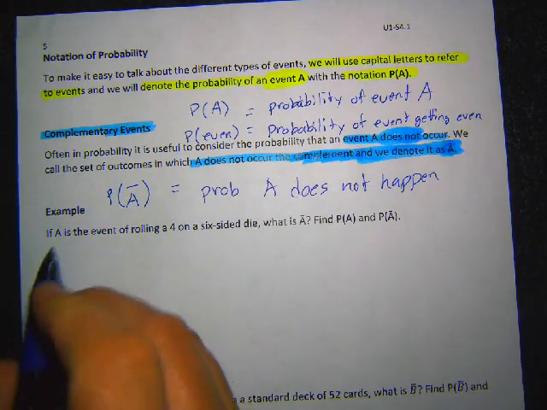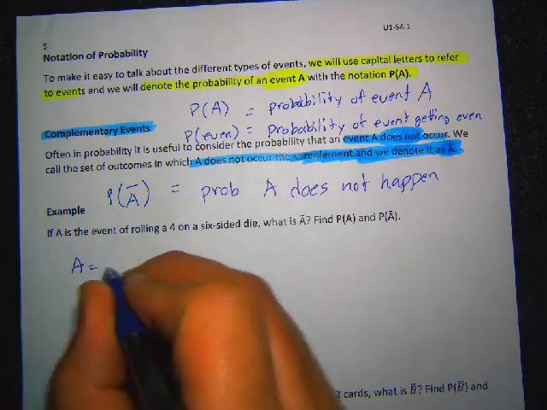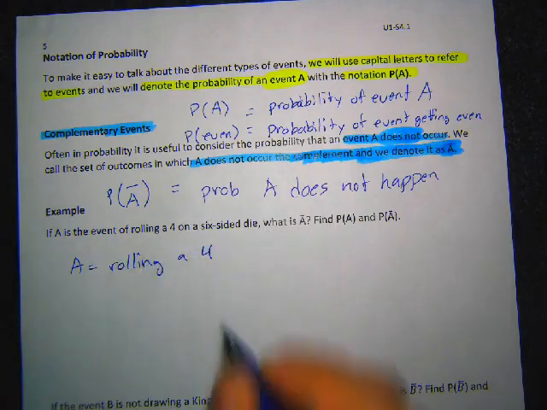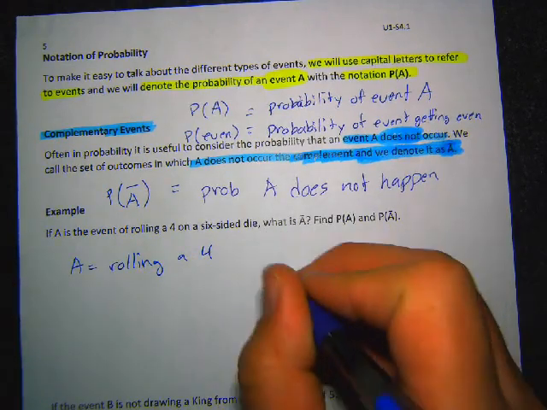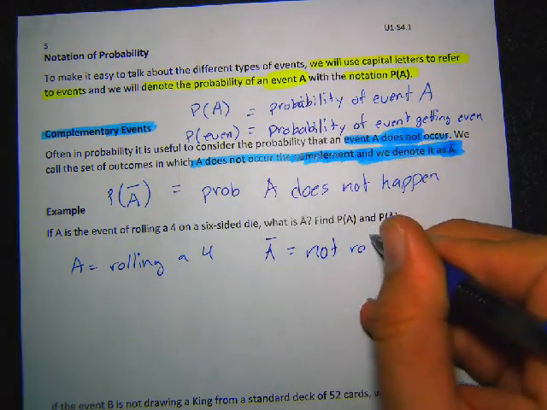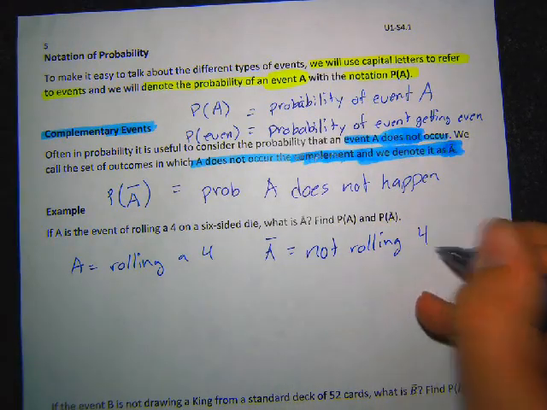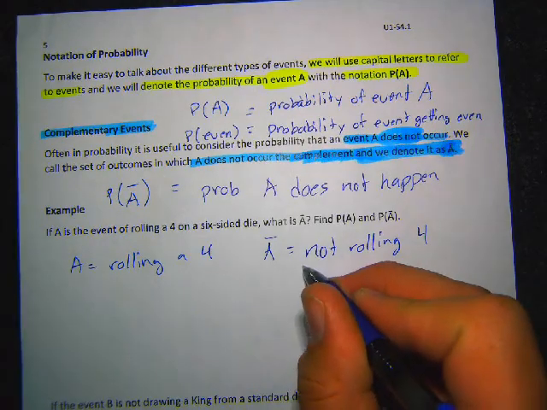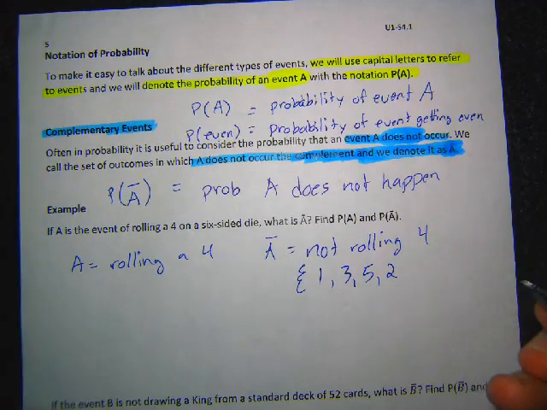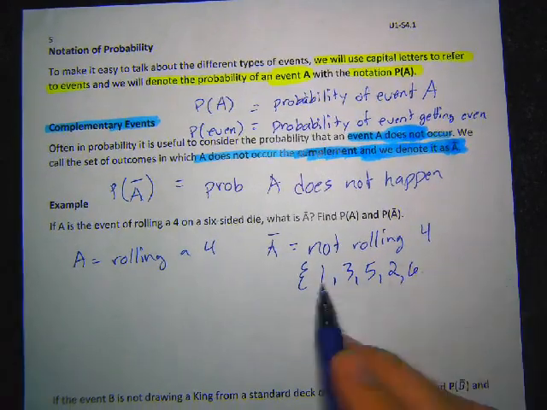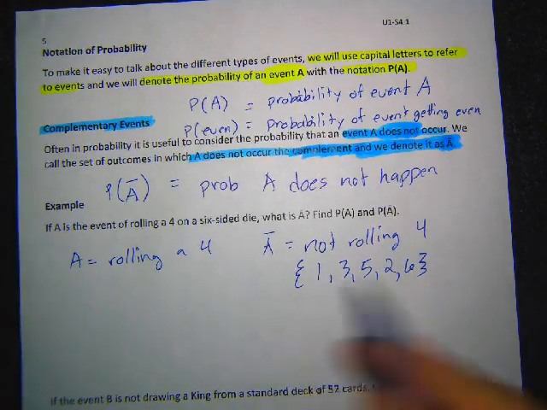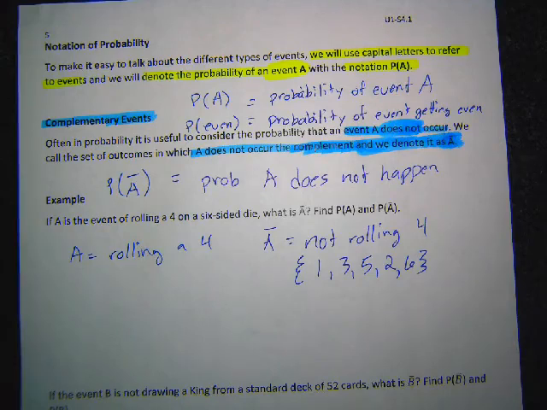So for example, if A equals rolling a 4, that's what A is. What is A complement? Well, A complement is going to be not rolling a 4, right? So we're not going to get a 4. So if it's a 6-sided die, this is going to be the set of things. It's going to be like 1, 3, 5, or 2. Why did I skip 2? And 6, right? So everything that's not a 4. Order doesn't matter. It's okay. Everything that's not a 4. That would be your set of things that would be the complement.